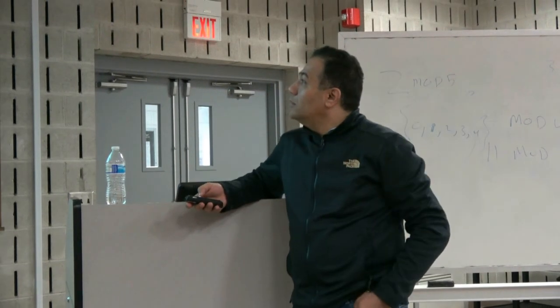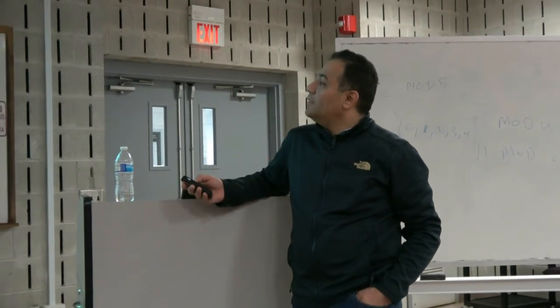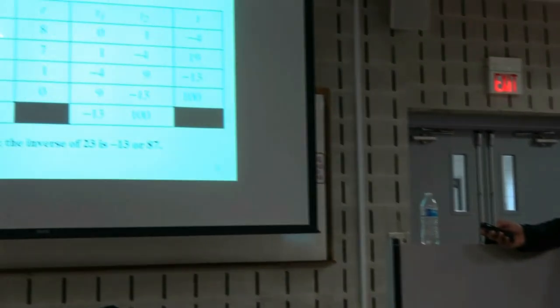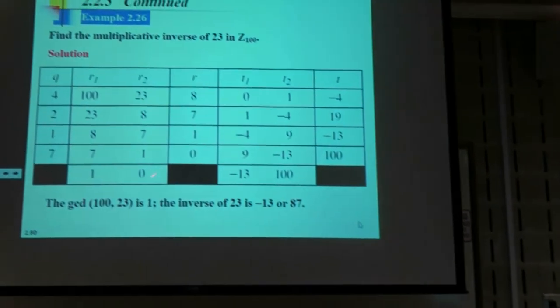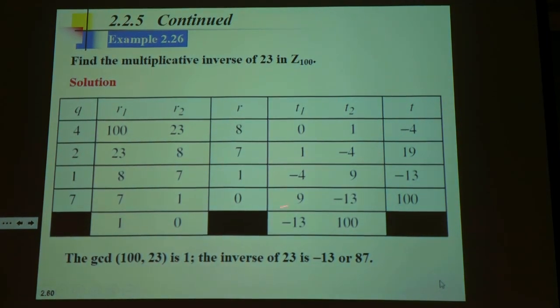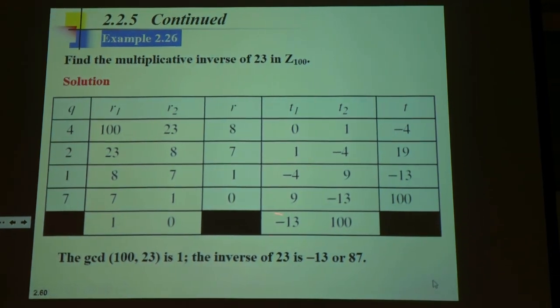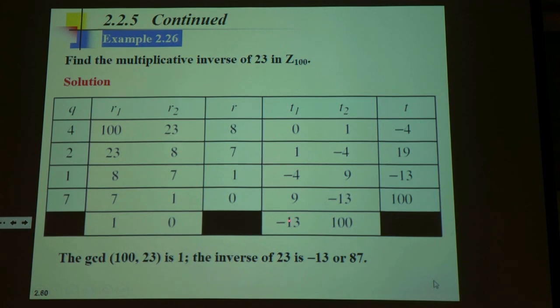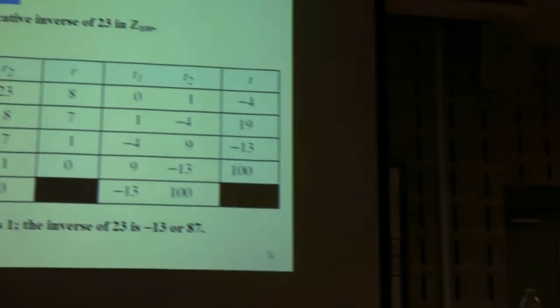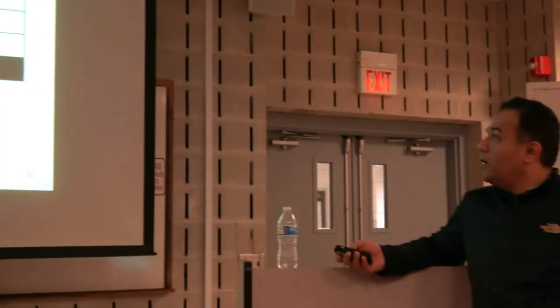Another example, find the multiplicative inverse for 23 in Z100. You go all the way until 0. This is 1, then it's good. And I calculate the t. So what is the multiplicative inverse? -13. I add 100 to it to convert it to positive. It becomes how much? 87. Okay, 87.